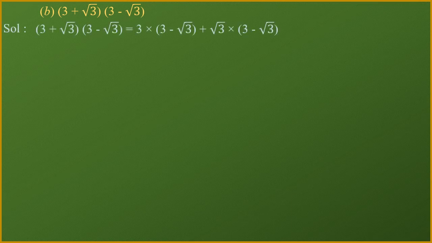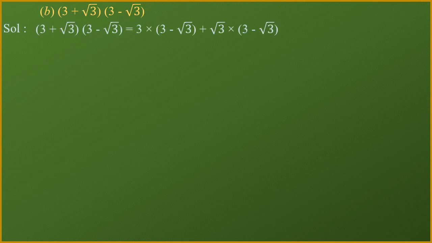In the second part, we have given 3 plus under root of 3 multiplied with 3 minus under root of 3. This question we can solve by two methods. First of all, we shall follow the same method as we followed in part A. Then I will give you an alternative method also. So let us see the first method.